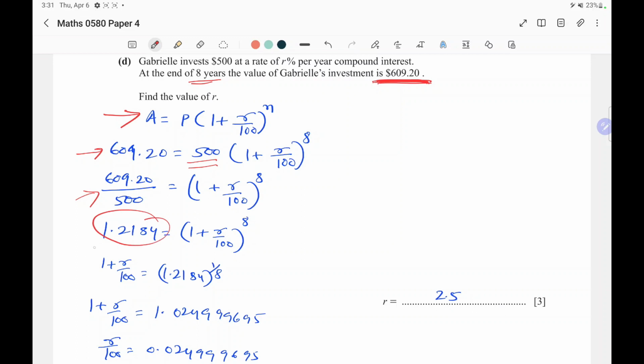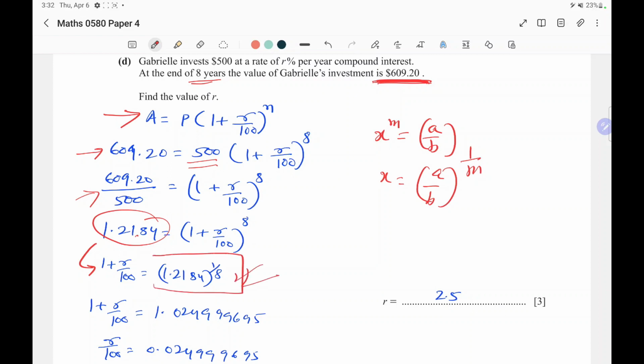Now this step is important. So we need to understand this result. If we have x to the power m equals a over b, suppose, then x equals a over b to the power 1 over m, okay, 1 over m. So here 1 plus r over 100 to the power 8 equals this. So 1 plus r over 100 equals 1.2184 to the power 1 over 8, okay.